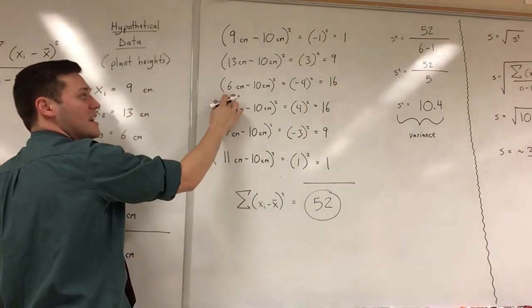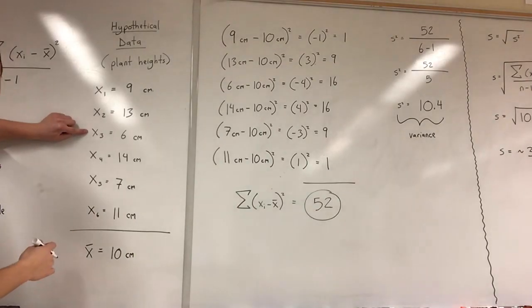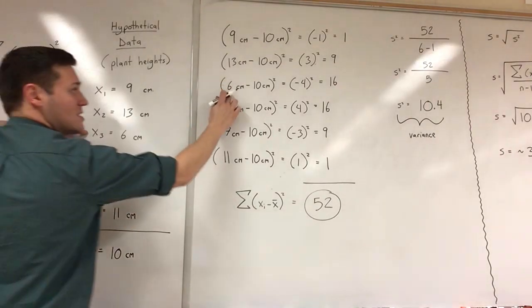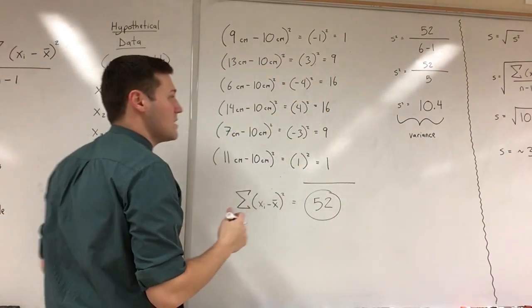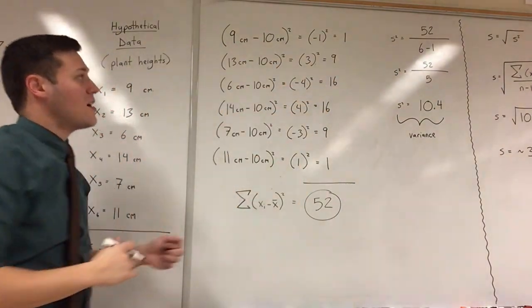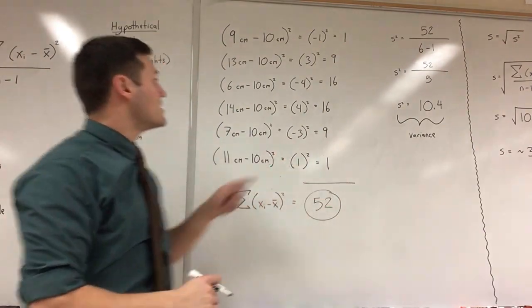Same thing here, our next data point. Data point number 3 was 6 centimeters. 6 minus the average, 10, is negative 4. Square it, we have 16. And so on and so forth. Now that we have all of these, we take the sum.